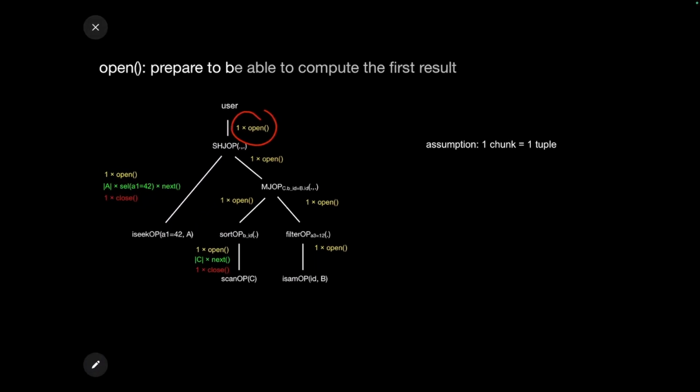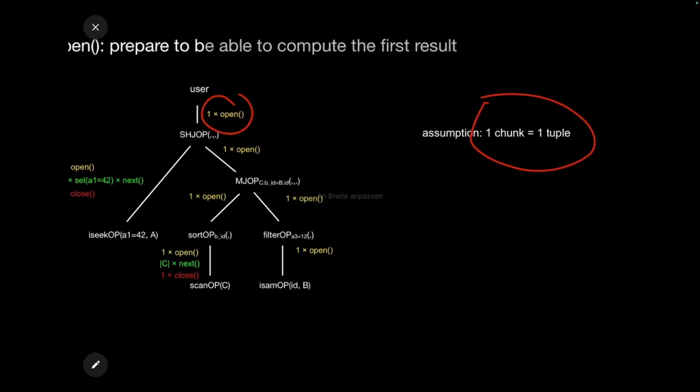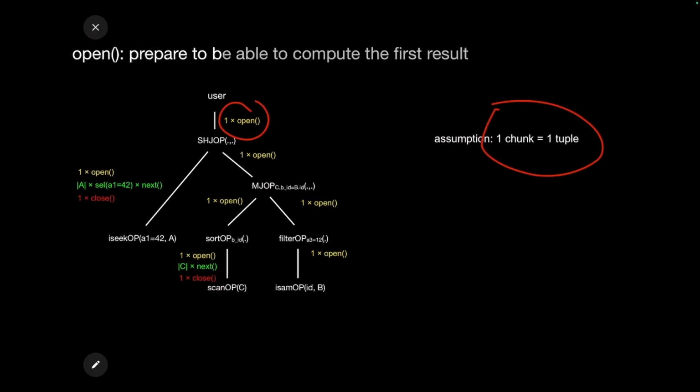So there are tons of calls that go up and down the tree, just by calling open here. Okay. And here I assume one chunk is one tuple. That's a standard way of implementing it, and that's how it was implemented in the 90s. Yeah, the 90s was really tuple, tuple.